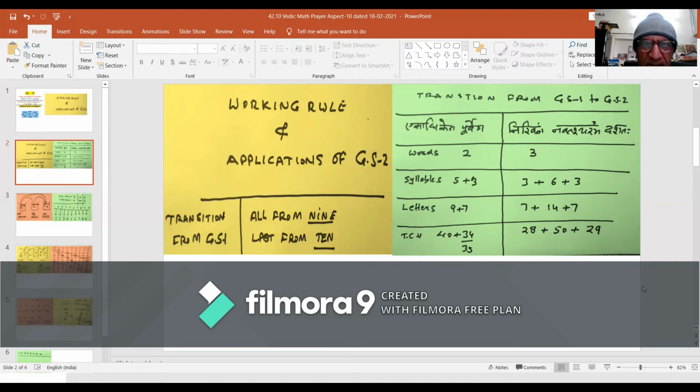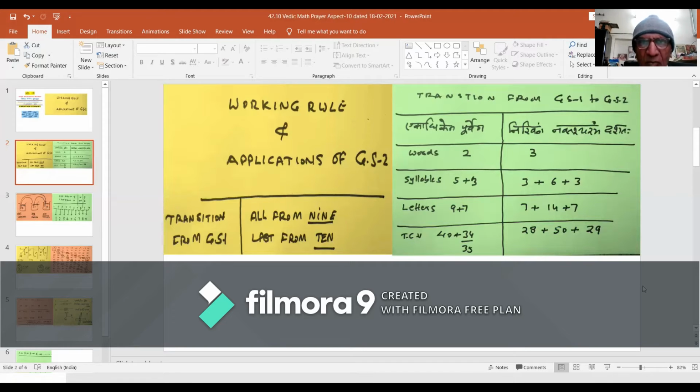Ekadhikain Purvain has a TCV value of 40 for Ekadhikain and 34 for Purvain. Here RAF with its full form will have value 3. So the TC value for Purvain when taken letter-wise comes to 35. Nikhilam leads to TC value 28. Navatashcharamam Dashatah leads to TC value 50 and Dashatah leads to value 29.